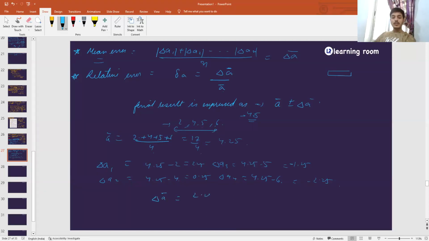What is it? So 2.25 plus 0.25 plus, instead of minus 1.25, I'll be writing 1.25 because I have to take the mod, right? Or I shall write it, then you'll say that someone did not tell me. Plus mod of minus 1.25 plus mod of minus 2.25, divided by the total number of observations, that is 4. Anyone tell me this value? Calculate and tell me this value.